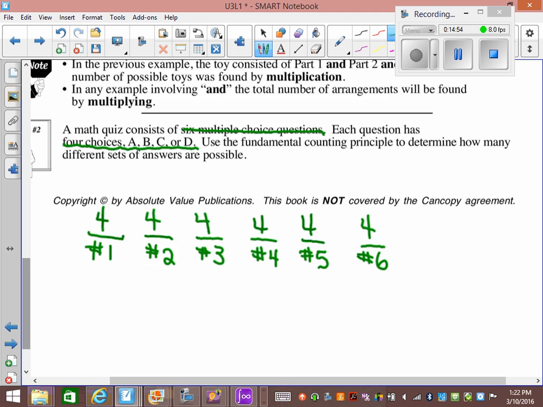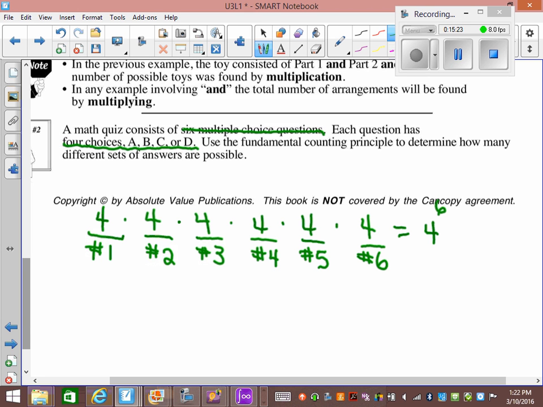So it's "and." You have to do this one and this one and this one and this one and this one and this one. So we can write it as 4 times 4 times 4 times 4 times 4 times 4. But often on the test it's written as 4 to the exponent 6. Now people mess this up and put 6 to the exponent 4. Remember that 4 to the exponent 6 means 4 six times, right? 6 to the exponent 4 means 6 four times, which is not the case. So don't get them mixed up, okay?